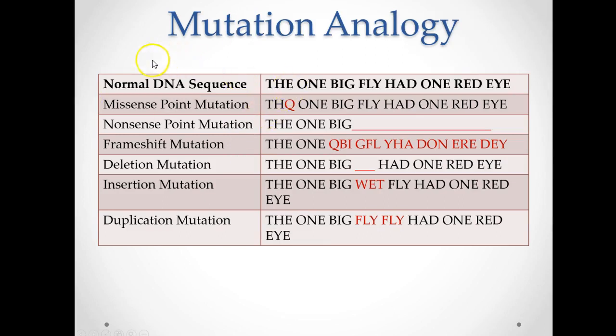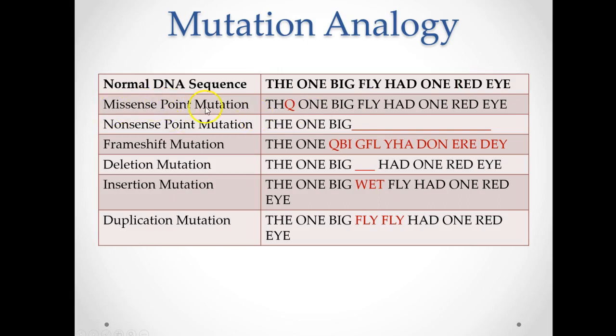All right, so I sort of have this mutation analogy here where we're going to look at these different mutations we talked about: missense, nonsense, frame shift, deletion, insertion, and duplications, and we're going to relate it to a sentence here. Okay, so our normal DNA sequence would be like a sentence that reads, "The one big fly had one red eye." And what we're looking for is how different the sentence is after each of these types of mutations.